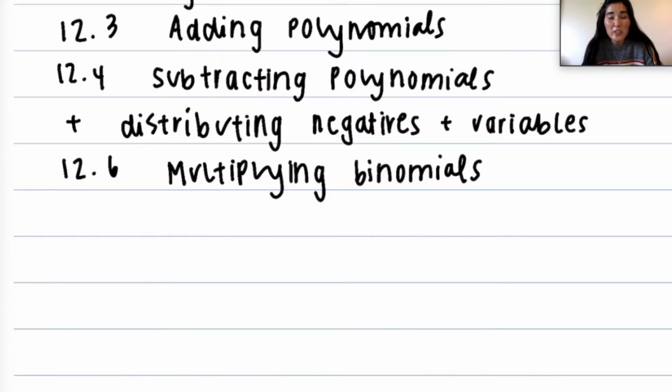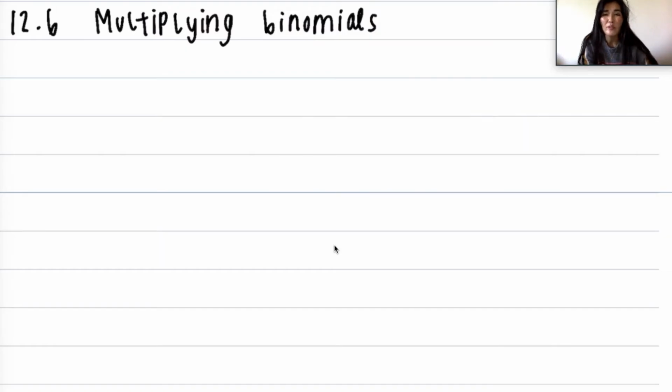For those of you who are still following along in your table of contents, we are going to add 12.6 today, which is multiplying binomials. All right, so multiplying binomials. Binomial means two, like a bicycle has two tires. Binomial means that we have two terms.